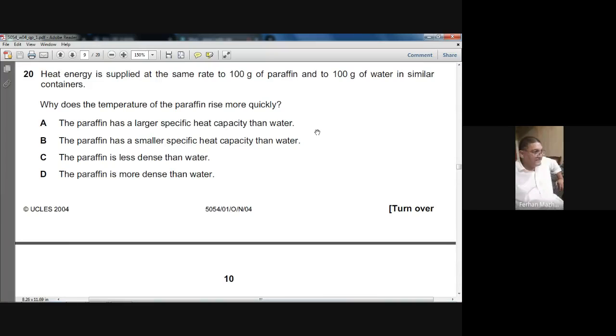What's the choice? B part. The paraffin has a smaller specific heat capacity. Temperature will rise faster. B is the right choice. The paraffin has a smaller specific heat capacity than water. So B is the right choice.